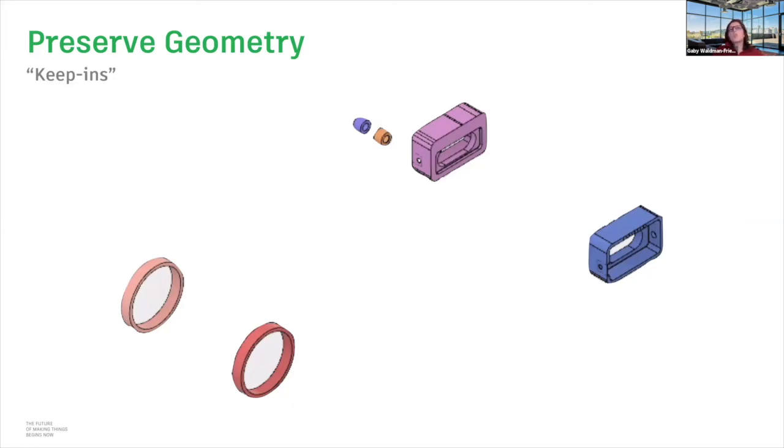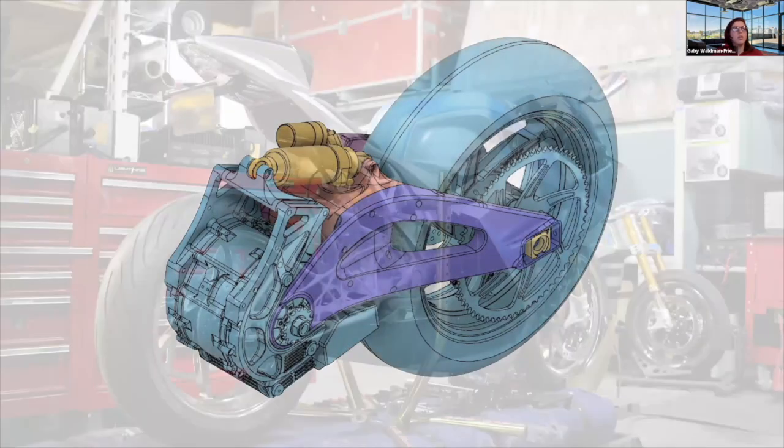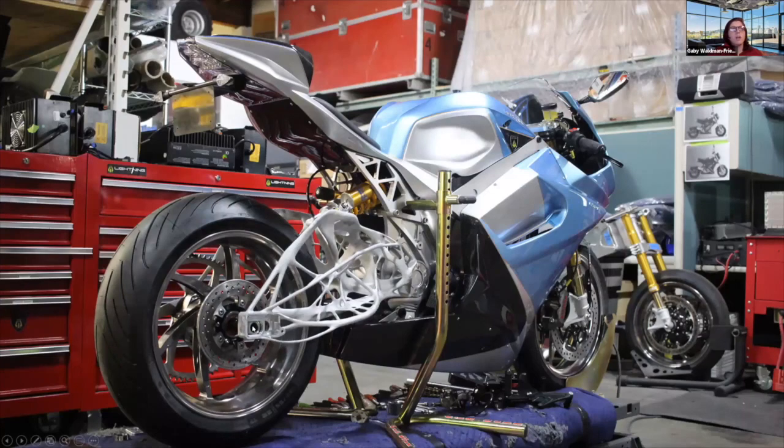There's a second optional category of geometry you can input, and that's called obstacles. Obstacles are keep-out regions, and they represent clearances, tool access, any sort of motion state, and assembly features. All of the light blue here represents obstacles, right? So if we go back to this picture, if we're creating this generatively designed part, we cannot have any material where the wheel's going to go. And not just where the wheel's going to go. We can't have any material maybe an inch out from the wheel, right? We want clearance for the wheel because it's moving.